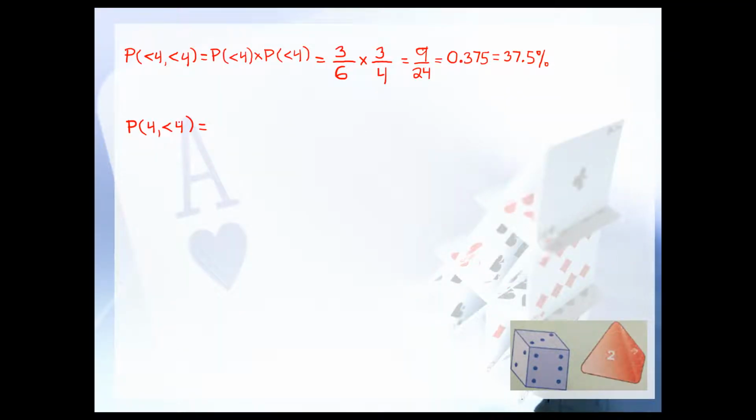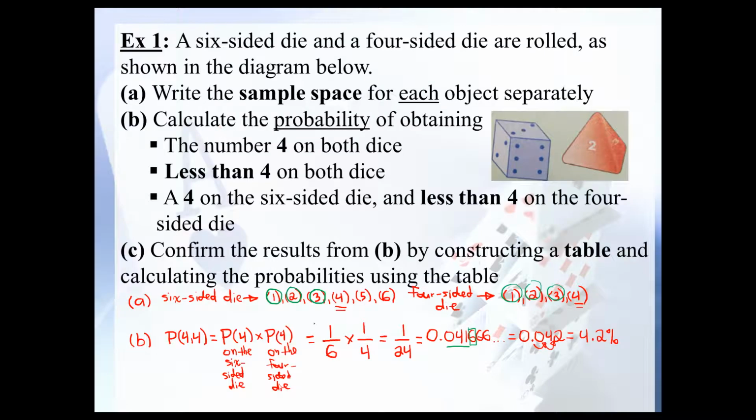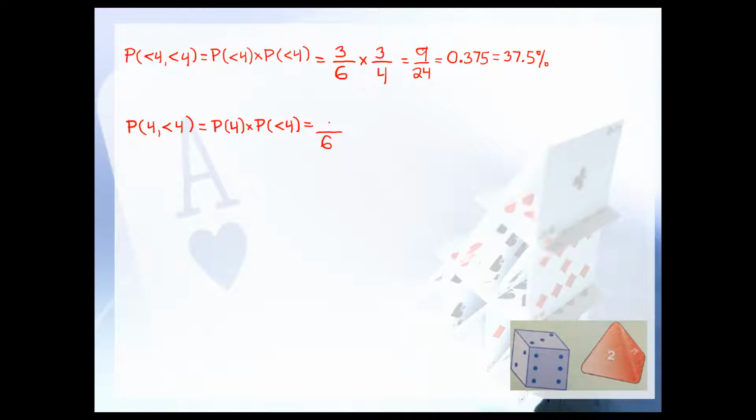So this would be the probability of obtaining exactly a 4 on the 6-sided die multiplied by the probability of obtaining less than a 4 on the 4-sided die. Okay, so this is going to be favorable outcomes over possible outcomes. On the 6-sided die, there's 6 possible outcomes. And how many ways can you obtain a 4 on the 6-sided die? Exactly a 4? Just one way. So the probability of obtaining a 4 on the 6-sided die is 1 over 6.